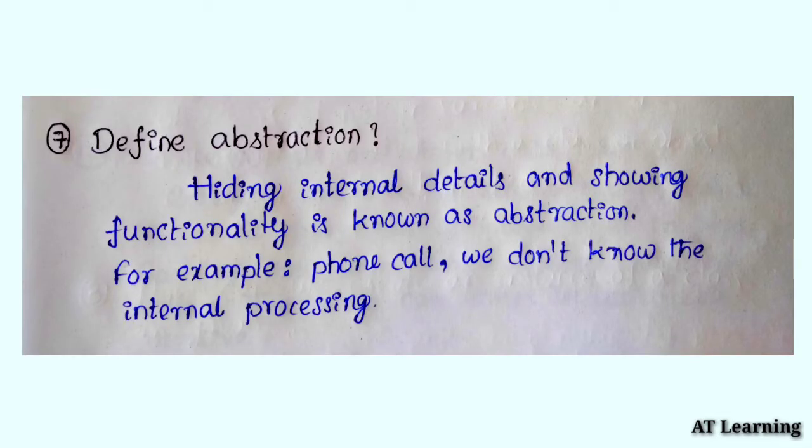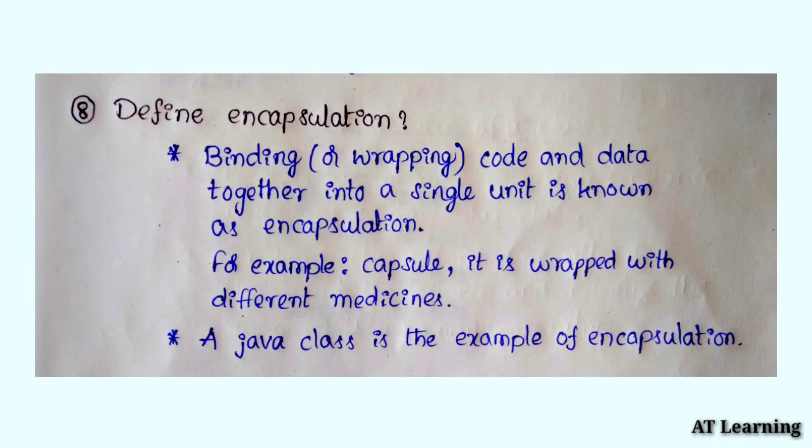Seventh question is define abstraction. Abstraction is also one of the OOP concepts. That means hiding internal details and showing functionality. For example, phone call. We don't know the internal processing, but we can talk. Here talking is the main functionality, but we don't know the internal process. So that is abstraction.